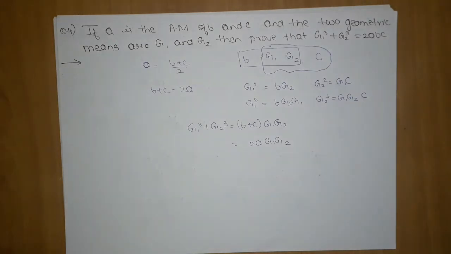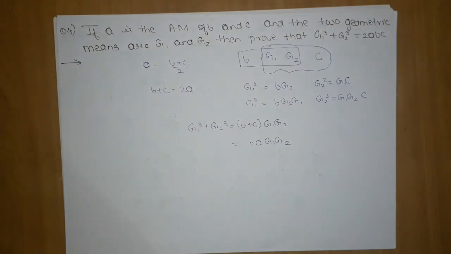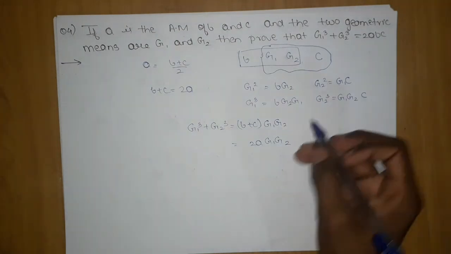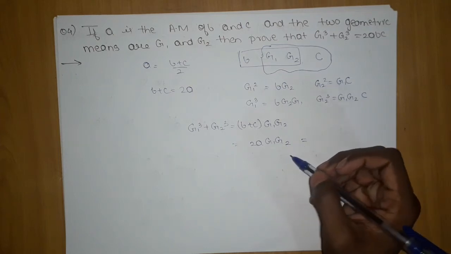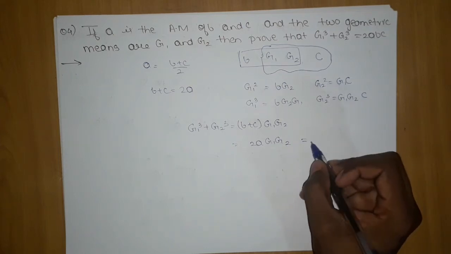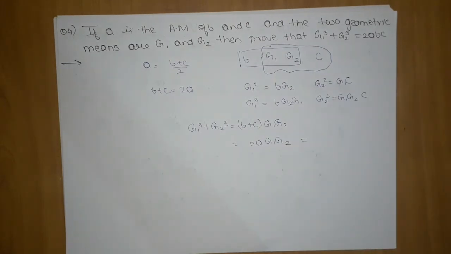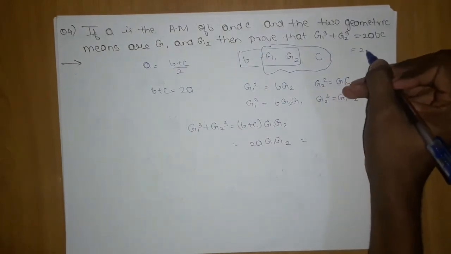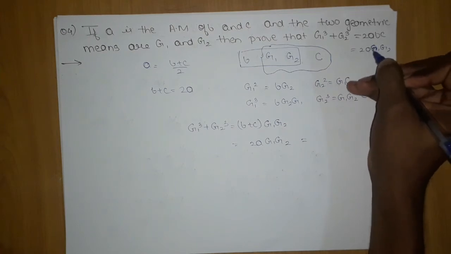You can prove this also. How will you prove this? You know that g1 g2 is under root a into b into c. I think this question is something like 2 into a into g1 into g2 to prove. This is what they want to prove.